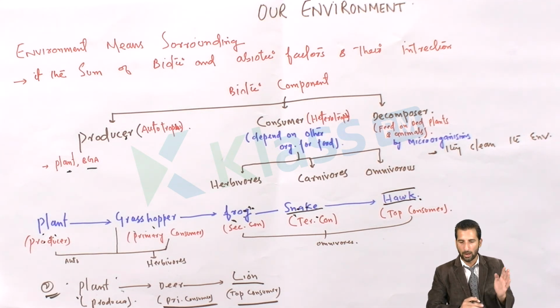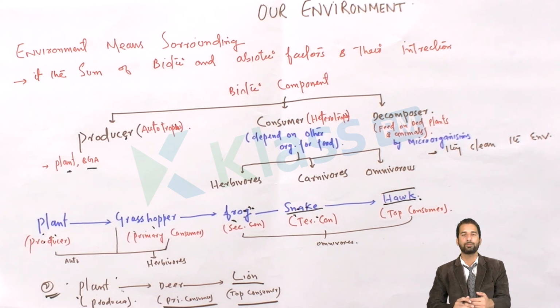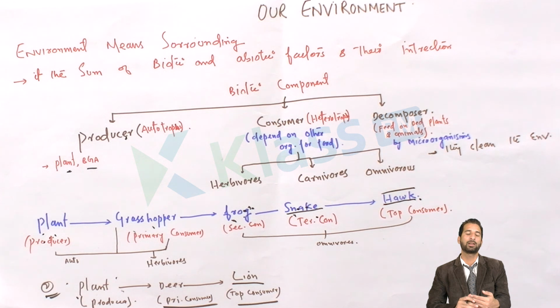So this is the outline of the environment. This is the brief overview of what the environment is, what the different components of the environment are, and how nutrition occurs in the different components of this environment. In the next part of this video, we will further discuss how this transfer occurs, the mode of this transfer, and how much energy is actually transferred. We will discuss Lindeman's 10% law as well, and some other aspects related to the environment in the next part of this video.